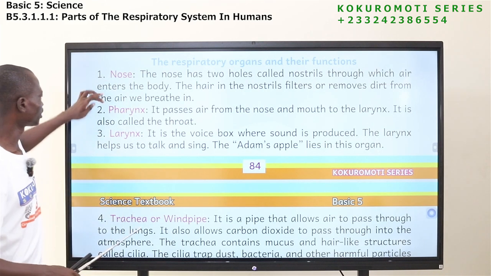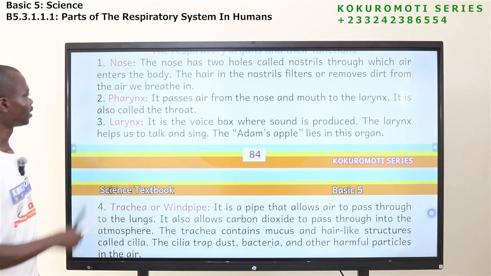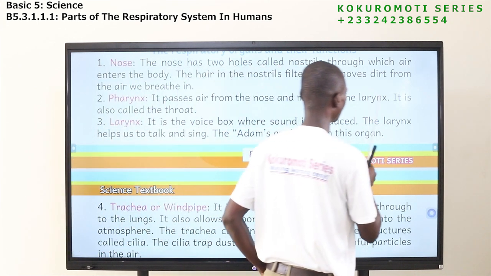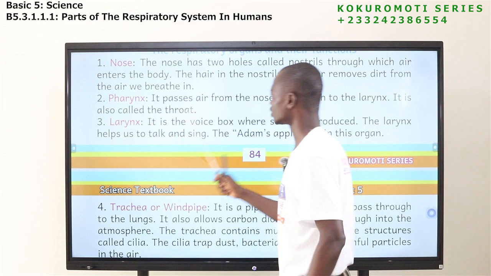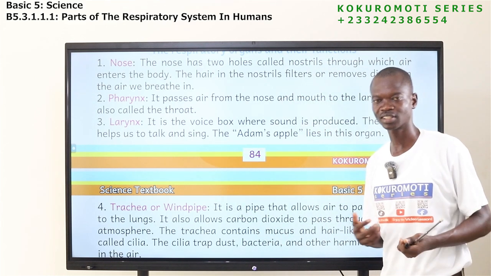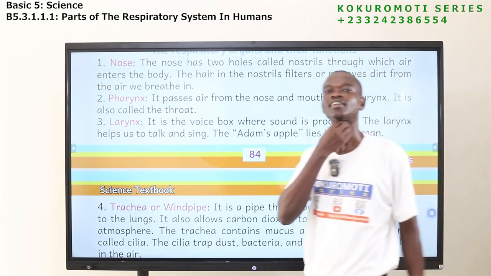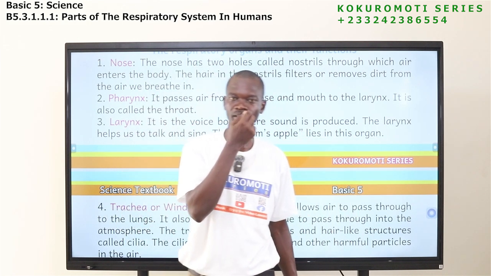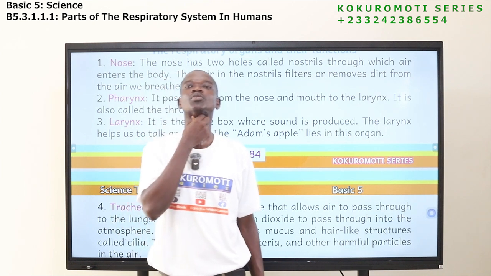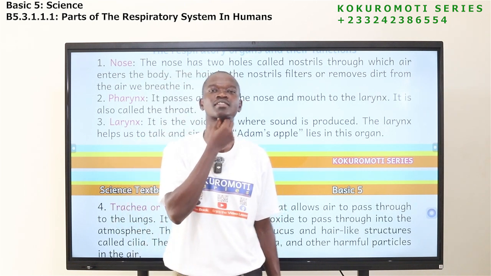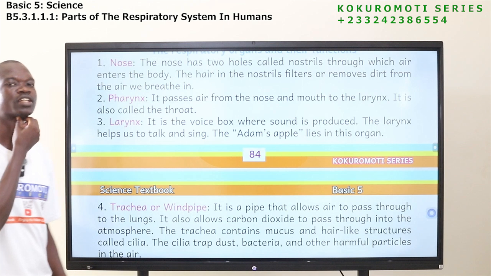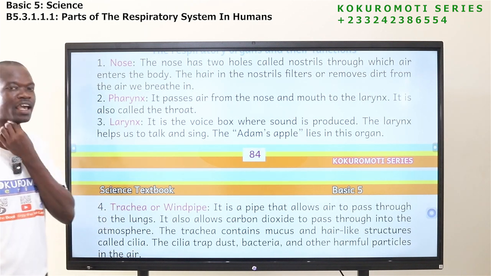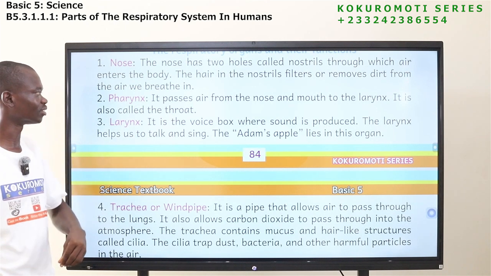Okay. The next one is the pharynx. It passes air from the nose and mouth to the larynx. It is also called the throat. So where is your throat? Your throat is here. So when the air passes through the nostrils and the mouth, it will pass here, the pharynx. This is called the throat. Okay. So that is where the air will pass before it moves on.